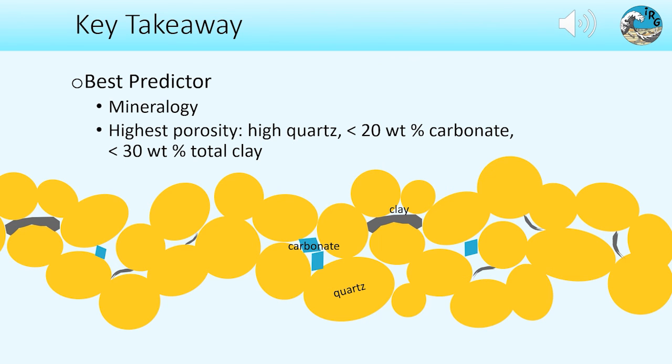If you're going to take one thing away from this presentation, I think this work shows that mineralogy is the best predictor of porosity in the Horn River group of the NO9 core, and that for resource exploration, mapping intervals that are characterized by high quartz, low carbonate, and low clay content is likely the best way of identifying high porosity intervals in the Horn River group of the Central Mackenzie Valley.